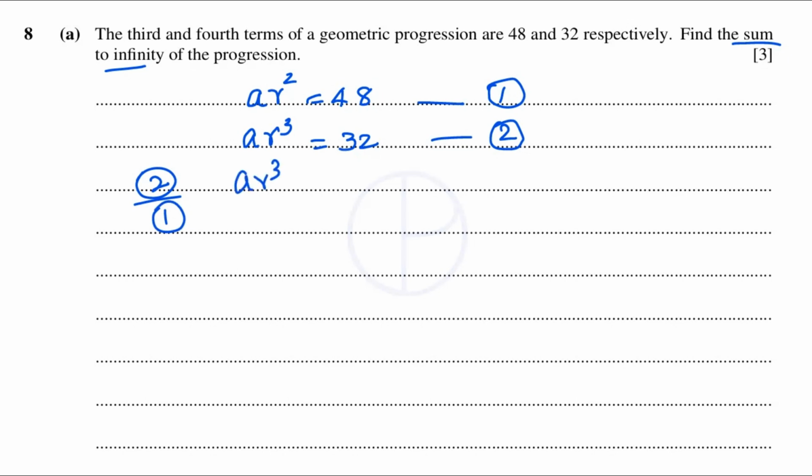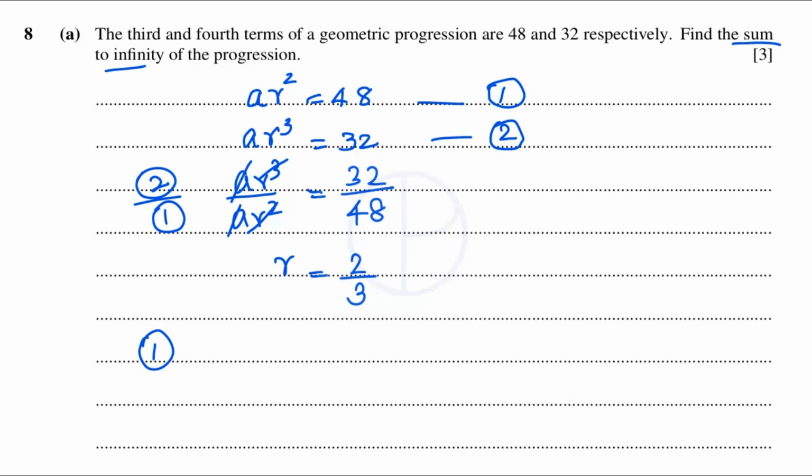So a r cube divided by a r square equals 32 divided by 48. So a gets cancelled, r square gets cancelled. So we get r is equal to 32 divided by 48. If you divide the numerator and the denominator by 16, it can be simplified as 2 over 3. So now we know the r value. Let's find out the a value from equation 1.